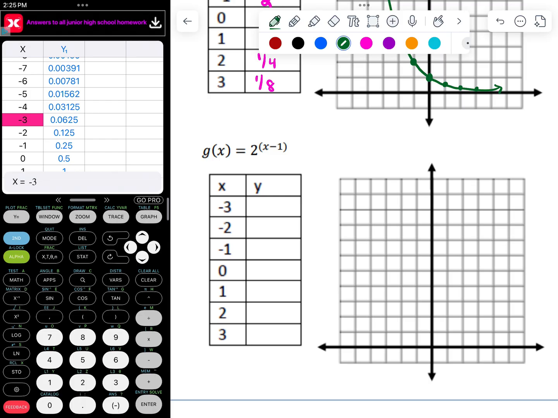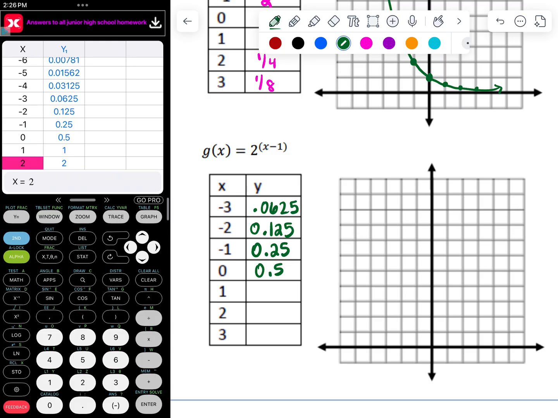When I go into my table, all right, I've got some good numbers this time. So that's going to be 0.0625, 0.125, 0.25, 0.5. I'm going to scroll down to get a couple more numbers. I've got a 1, I've got a 2, and a 4.